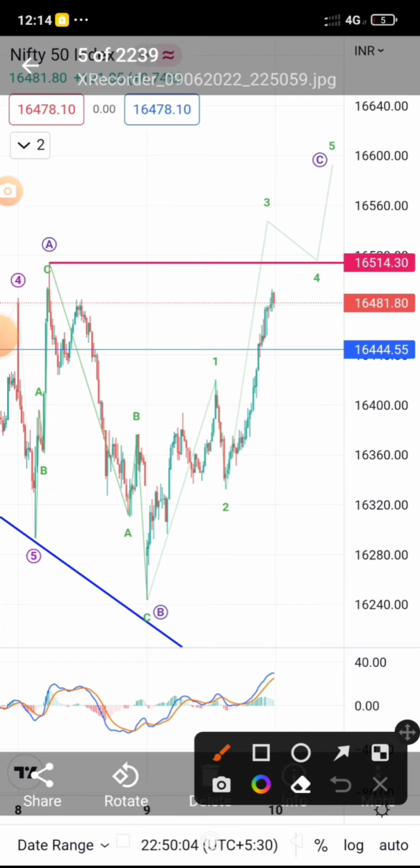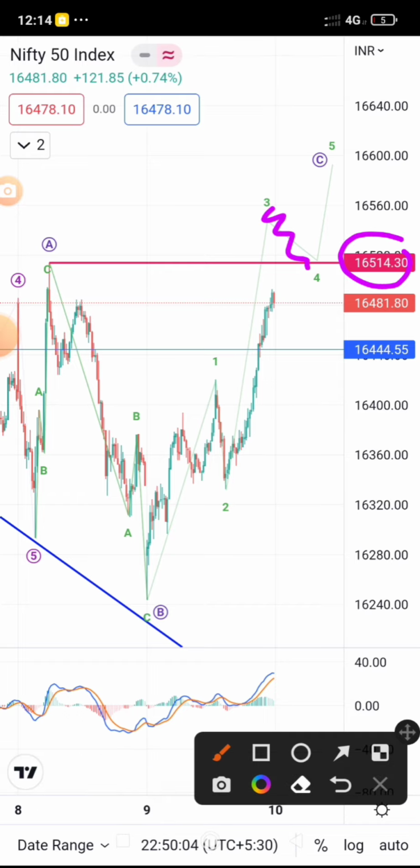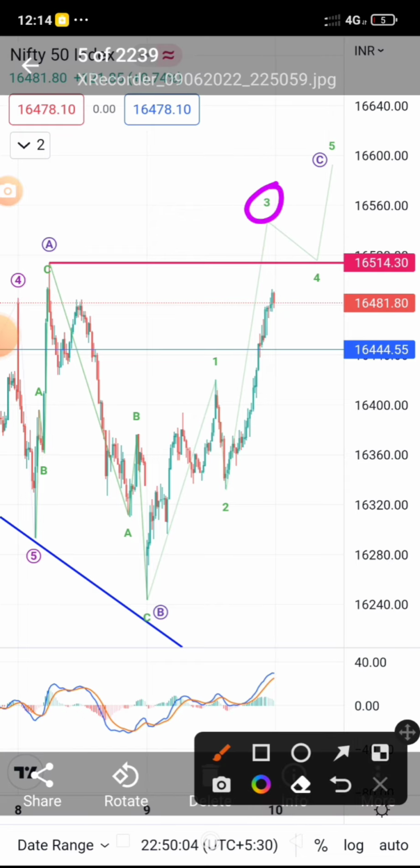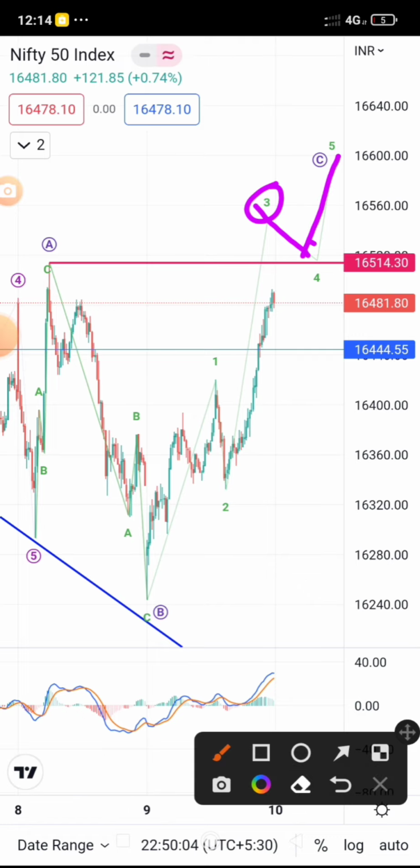Tomorrow, if it opens a gap up about 16,500, sustains that gap and then makes a new high, we have to wait for a break of this to consider the short opportunity. So let's say it opens gap up like this, goes down like this, goes up again, and makes one more high. We have to wait for a break of this. If it breaks this, then we can assume a downside with this as a stop loss.